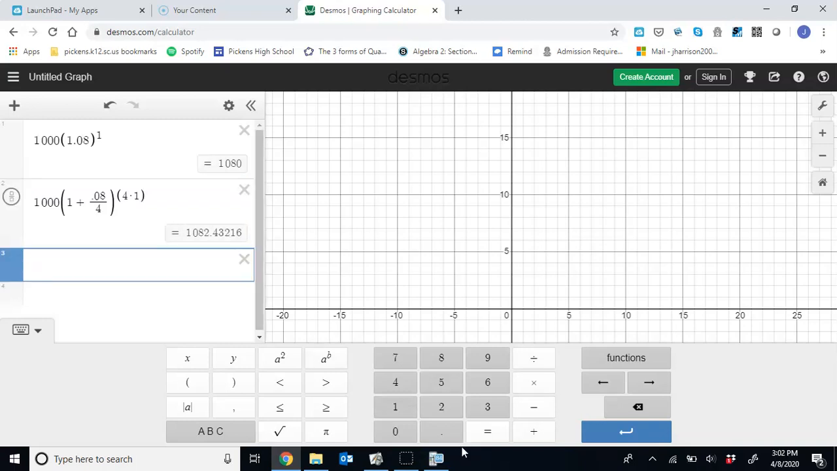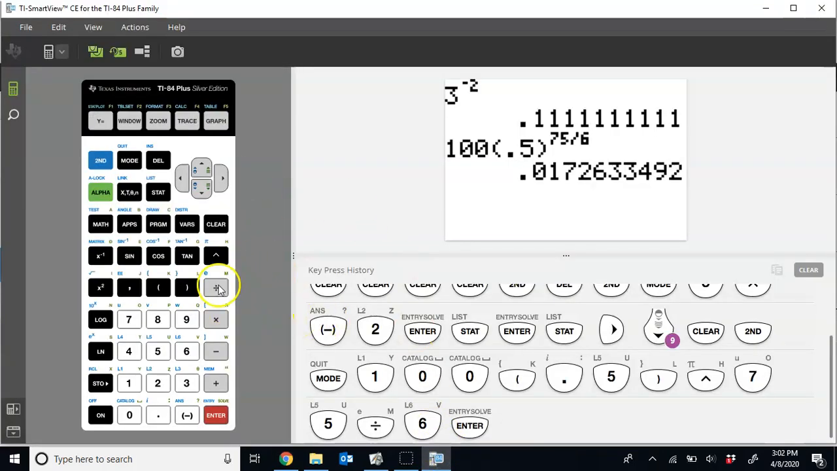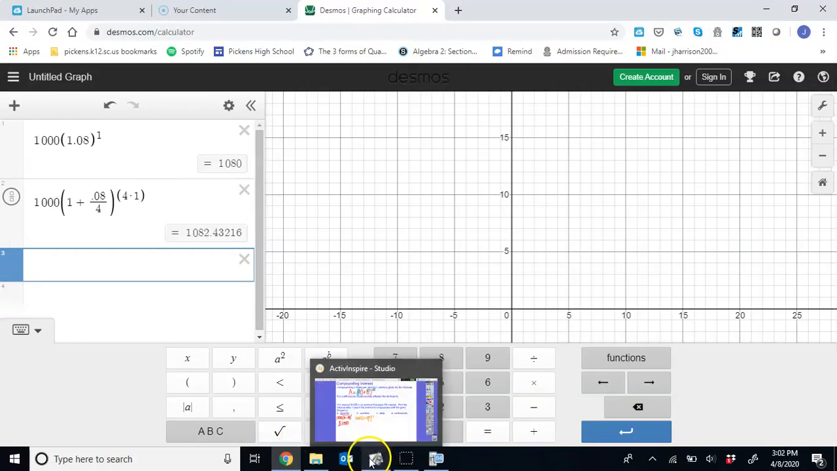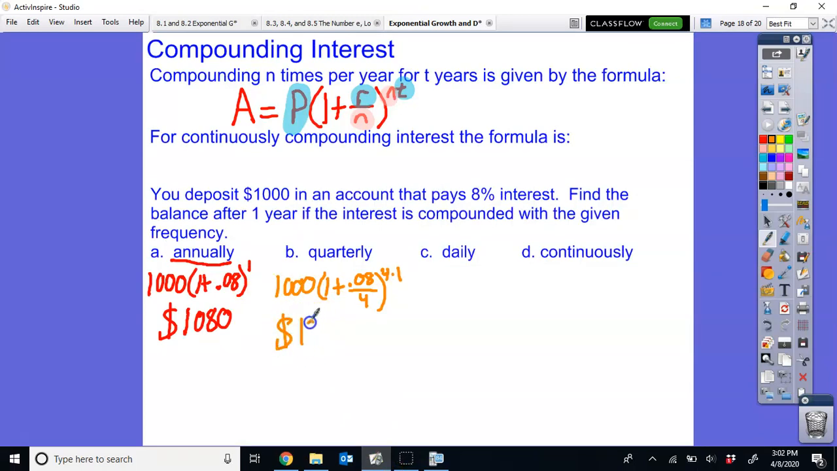Notice it's a little easier on the TI calculator when you raise it to a power, and you can actually type in the 4 times 1 in the actual exponent up here. It's a little bit easier than Desmos is, but still works the same way. I'm going to have to use parentheses on Desmos. So notice it gives me a little bit more money, $1,082.43. Not a lot more, but hey, again, quarterly is going to be more than annually.